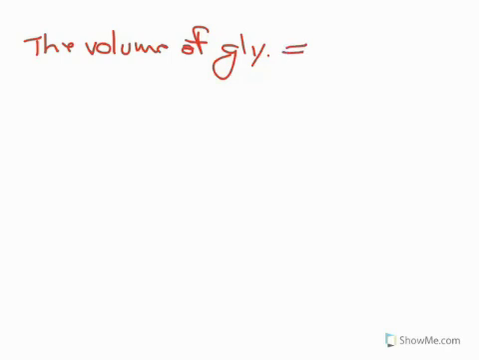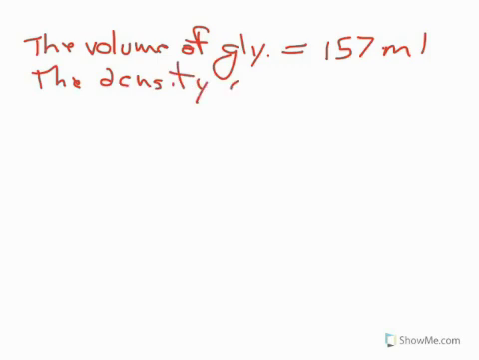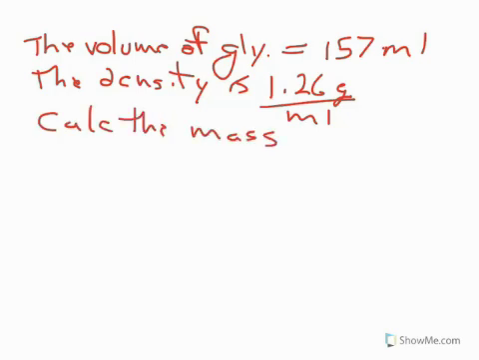All right, let's do another problem. We have a volume of glycerin. The volume of glycerin, I'm going to abbreviate it, is equal to 157 milliliters. The density is 1.26 grams per milliliter. I want you to calculate the mass of glycerin.